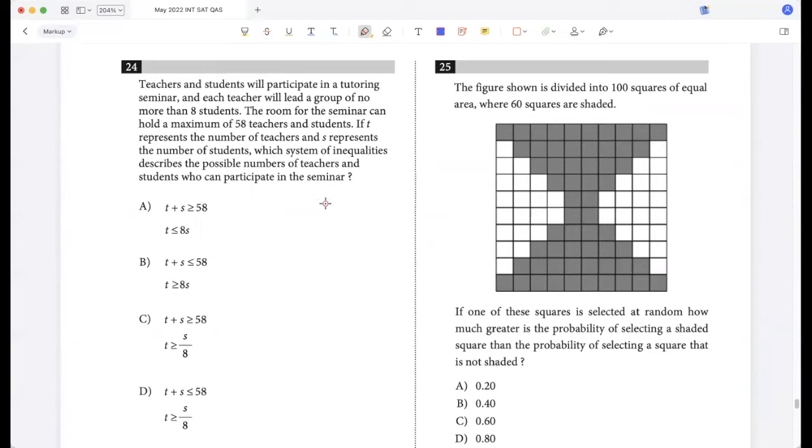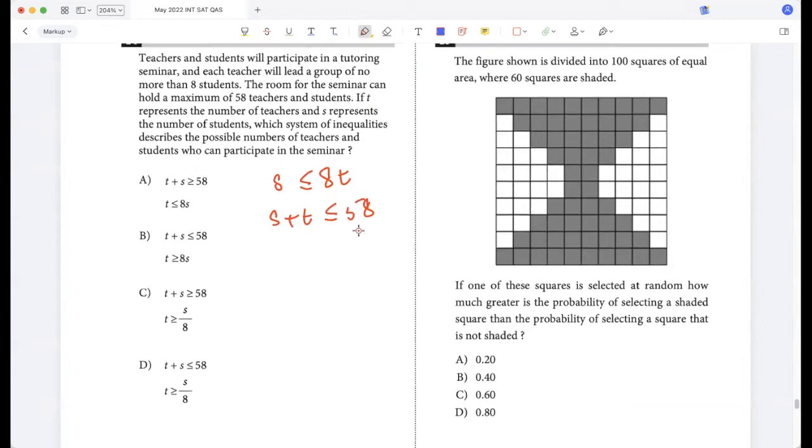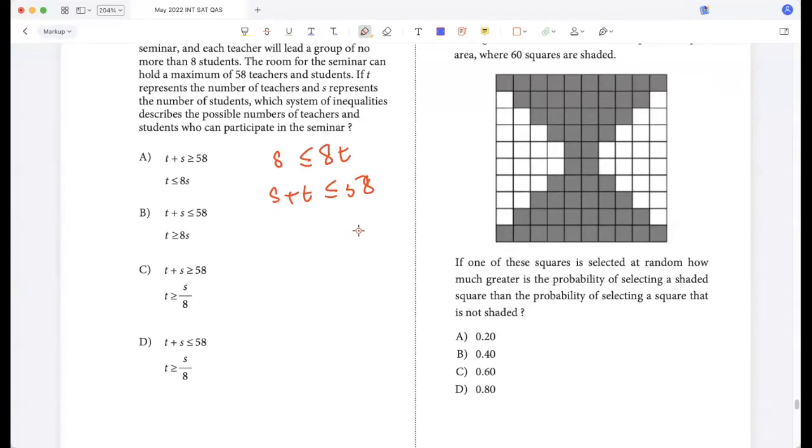Okay, so the teacher will lead a group of no more than 8 students. So no more than. So S should be less than or equal to 8T, right? Because for the number of teachers, 8 times that value, the number of students should be less than or equal to that. And S plus T should be less than or equal to 58, right? So if I have to write it in terms of T, then S by 8 should be less than T, or T greater than or equal to S by 8. Yes. And S plus T less than or equal to 58. So D.